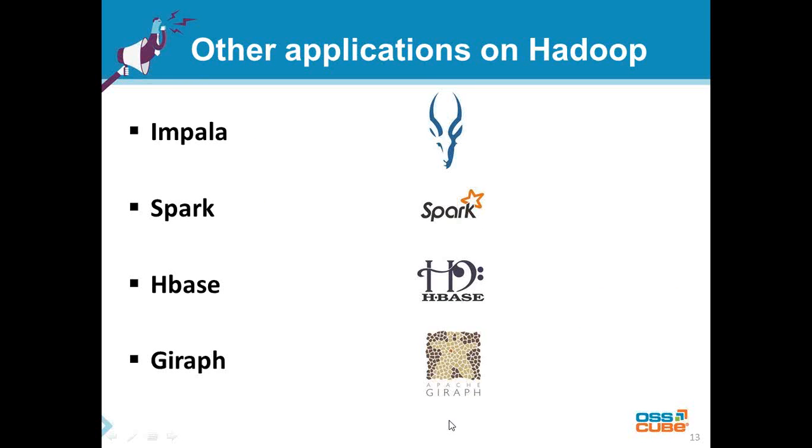So what happened further is that a lot of applications have migrated to Yarn. Thereby, they can relieve themselves of the resource management and the cluster management. They can focus on their core functionality. Some of the applications that have come on Hadoop as alternatives to MapReduce are Impala, Spark, and HBase. HBase was there, but it later migrated to Yarn, and then Giraph.